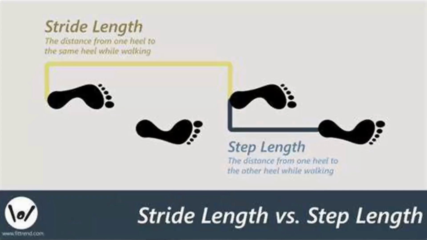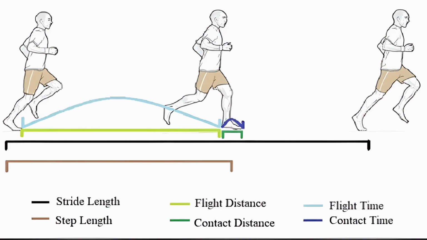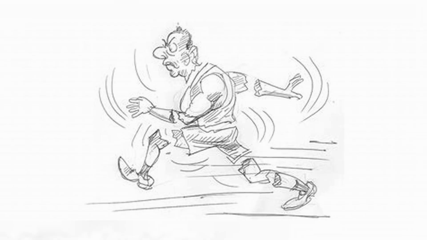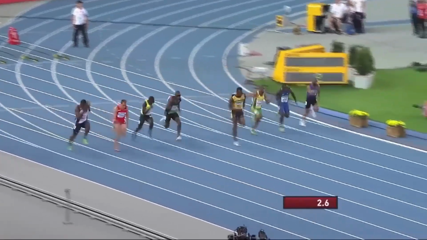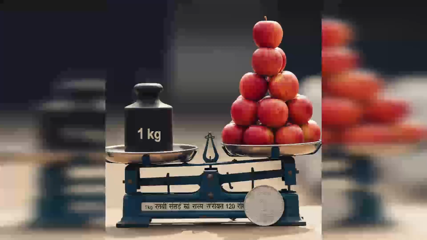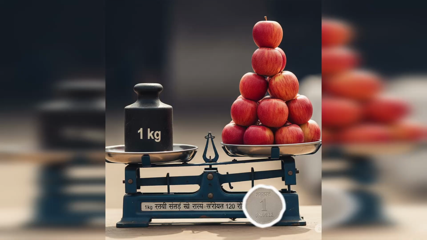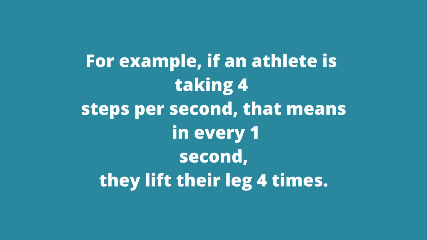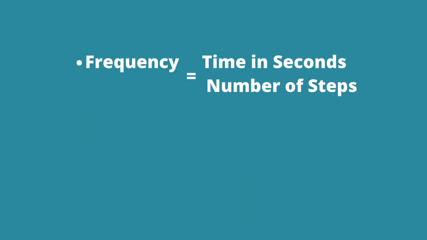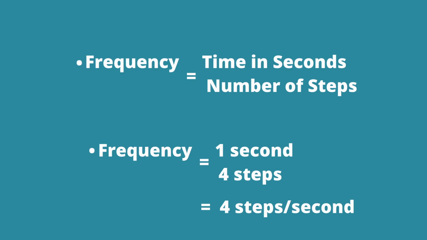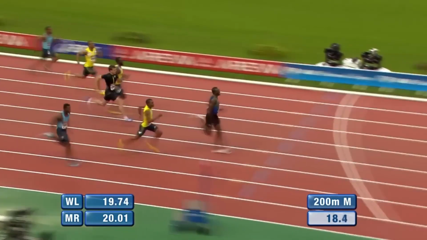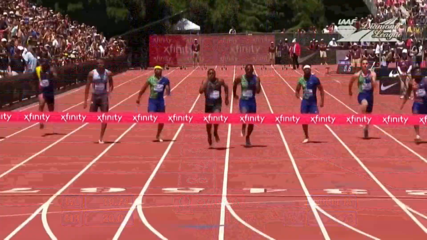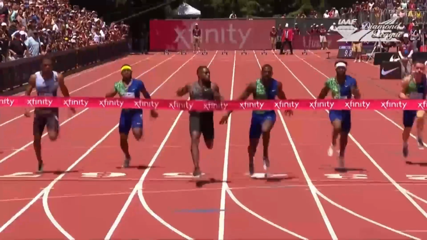Here, stride refers to a single step. Whenever an athlete is sprinting, each step is considered a stride. On the other hand, frequency refers to how many times something occurs within a set time frame. For example, just like something is priced at 1 rupee per kilogram, meaning the rate is 1 rupee for every kilo, similarly, if an athlete is taking 4 steps per second, it means they are lifting their legs 4 times in 1 second. If someone's stride frequency is 4.5 steps per second, it means they complete 4 full steps in a second and have already initiated the 5th, but can't complete it since the second ends there.